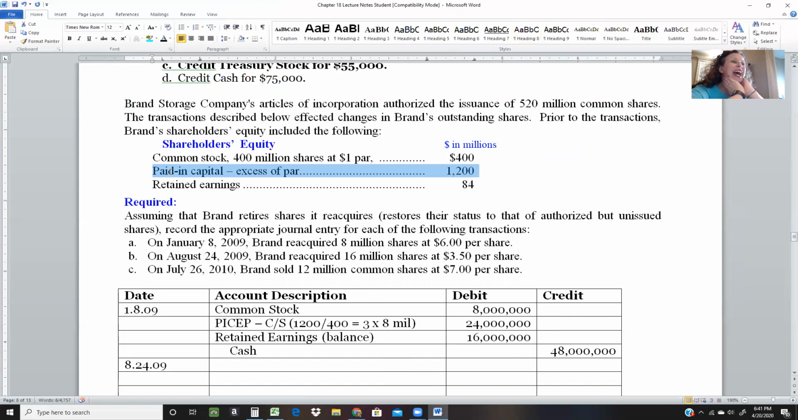So we can remove some of the PICEP when we retire shares. When we remove shares, we're going to remove a proportionate amount of PICEP. The difference, though, can go to retained earnings. It cannot go to loss on sale or gain on sale or any of those things. All you can do is use equity accounts for these problems.